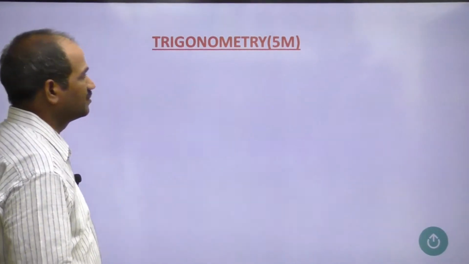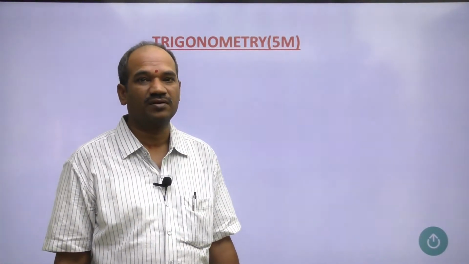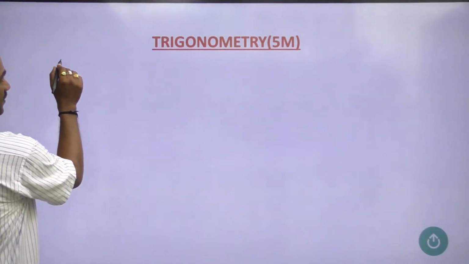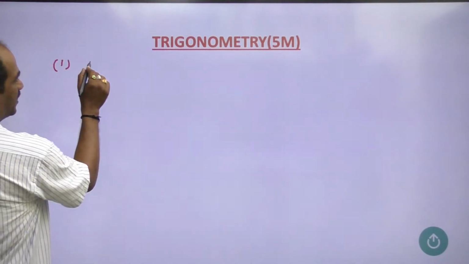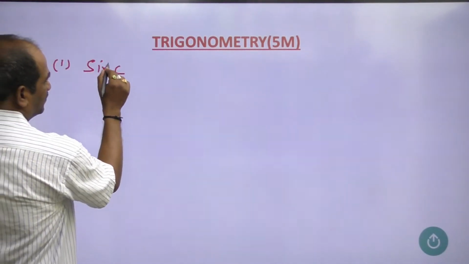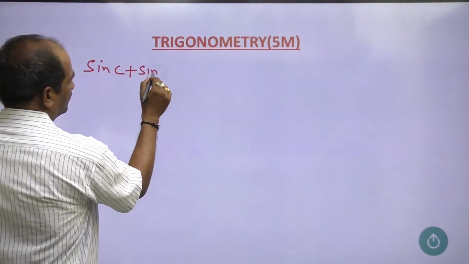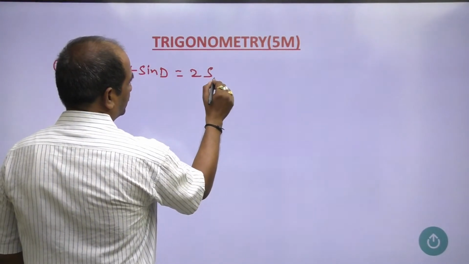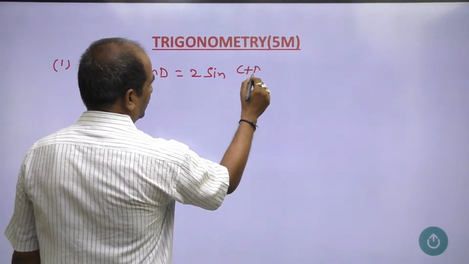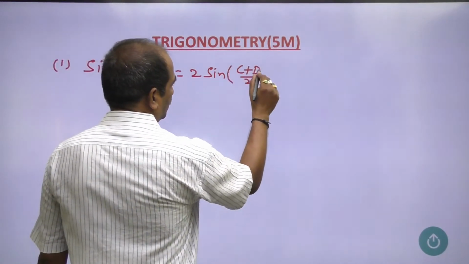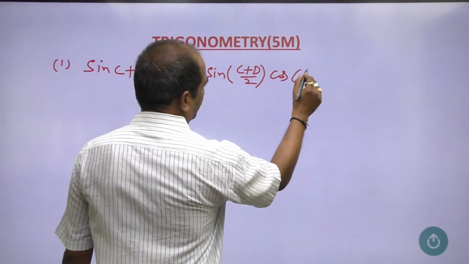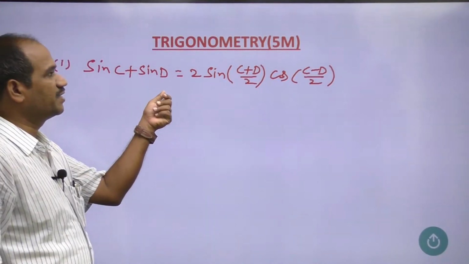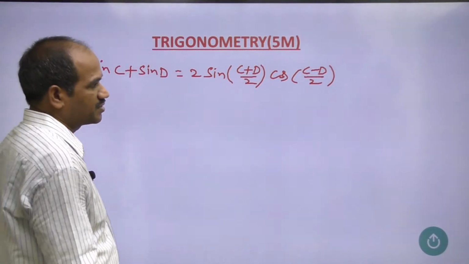So here in this first one, first formulas. In this first formula, sin C plus sin D is equal to 2 into sin of (C plus D) by 2 into cos of (C minus D) by 2. First formula: sin C plus sin D equals 2 sin (C plus D by 2) into cos (C minus D by 2).